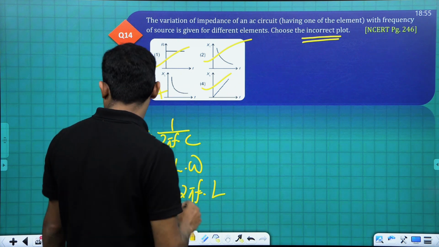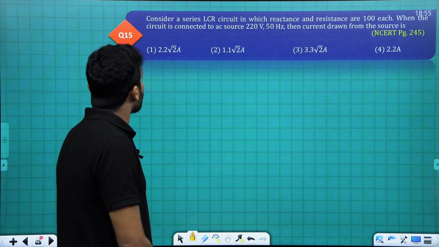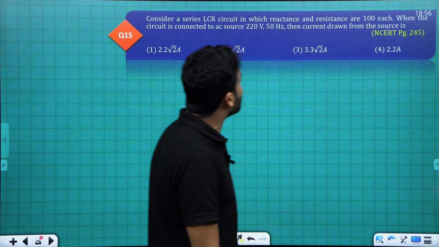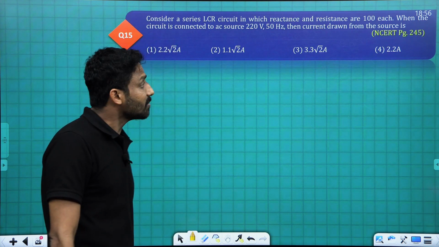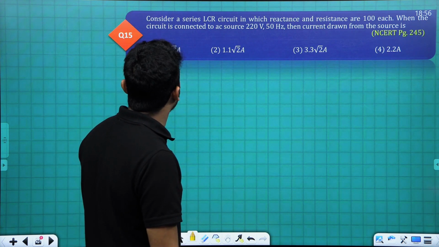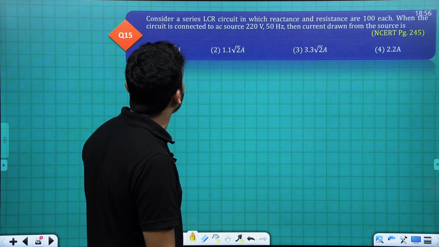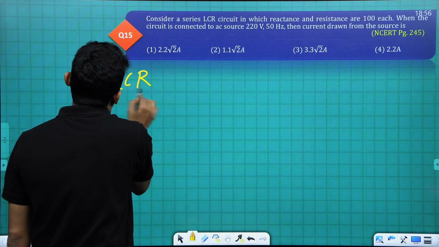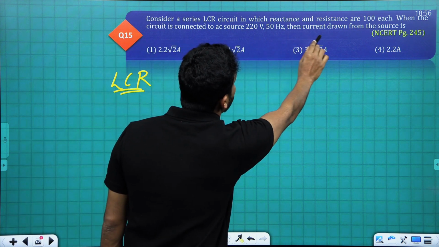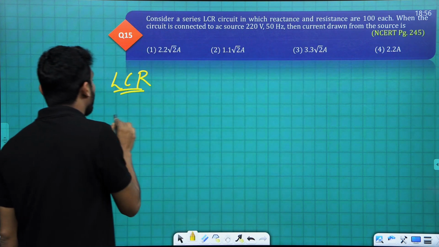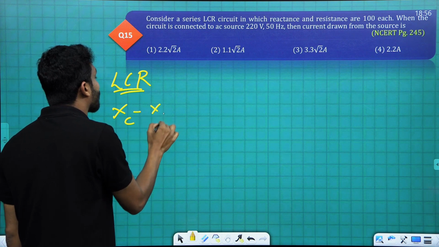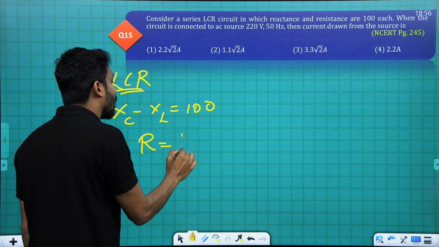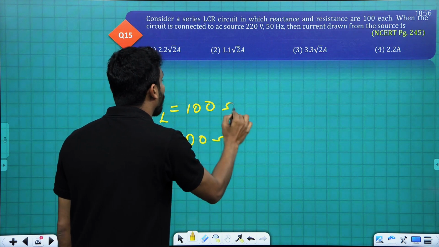Good. The next one, 15th. Consider a series LCR circuit in which reactance and resistance are 100 each, when the circuit is connected to an AC source, 220 volt, 50 Hz. See, this is an LCR circuit. Reactance and resistance are 100 each. What is the reactance? XC minus XL. Okay, it is 100, and the resistance value R is also 100 ohm, given.